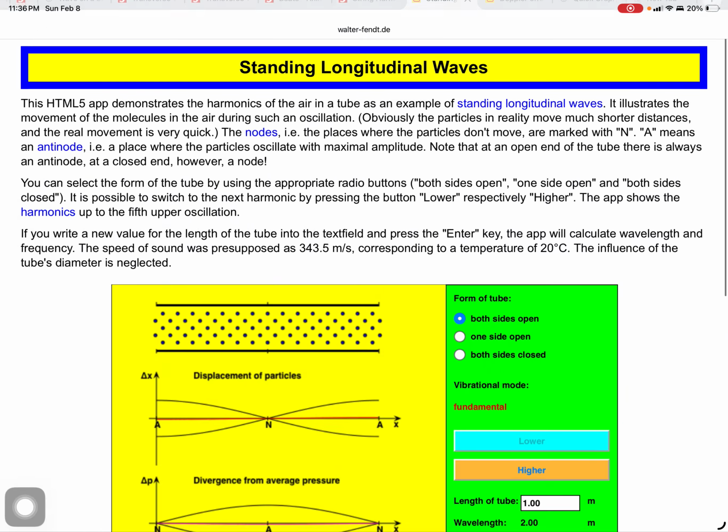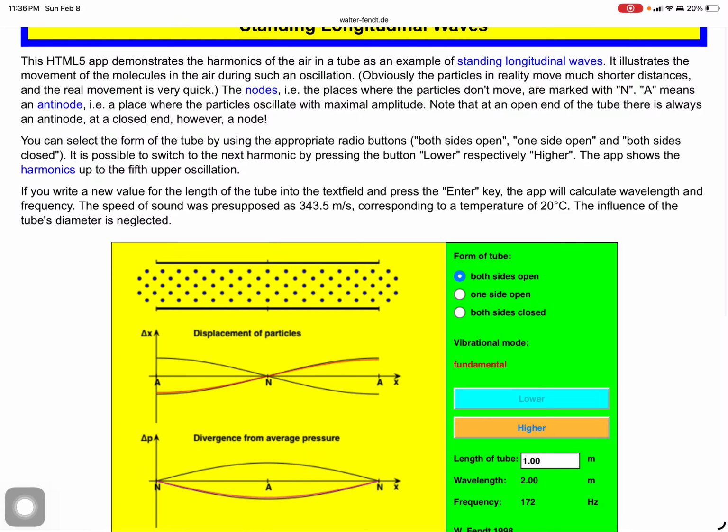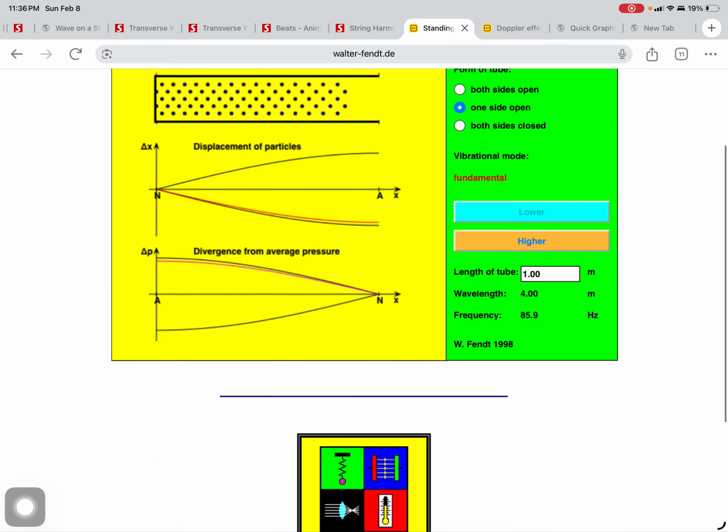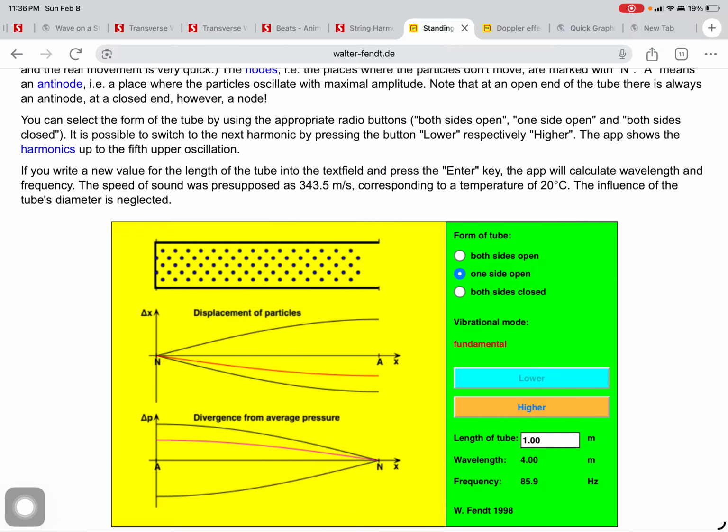Okay, so we have standing longitudinal waves. I'm going to start with a pipe. It's called an open pipe, okay, because that's open at both ends, as opposed to a closed pipe, where you can see now it's closed at the left end.